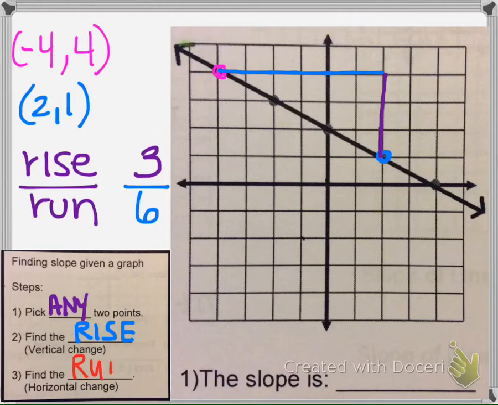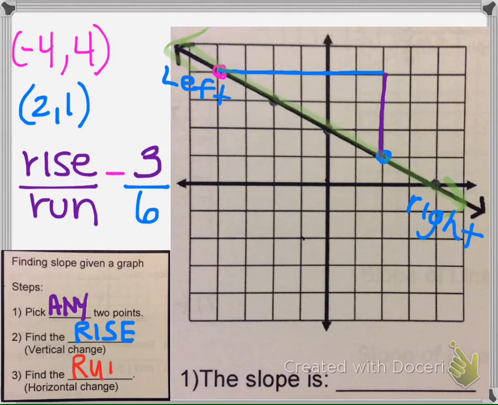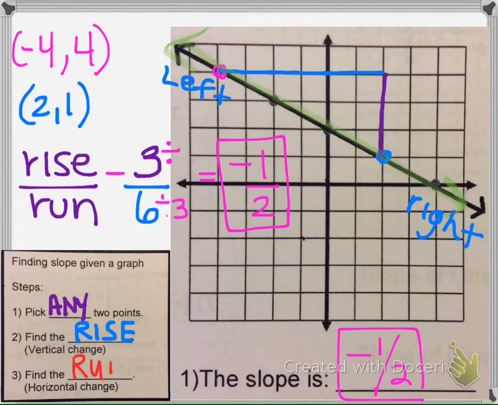Okay, and then again, it's going down the line from the left side to the right side. We're going downward, so that's how I know it's negative. Now what you should notice is -1/2 was the answer we got here. Here we got -3/6, but remember, if we simplify our answers, we get the exact same slope, which is -1/2. So it doesn't matter which 2 points I pick.